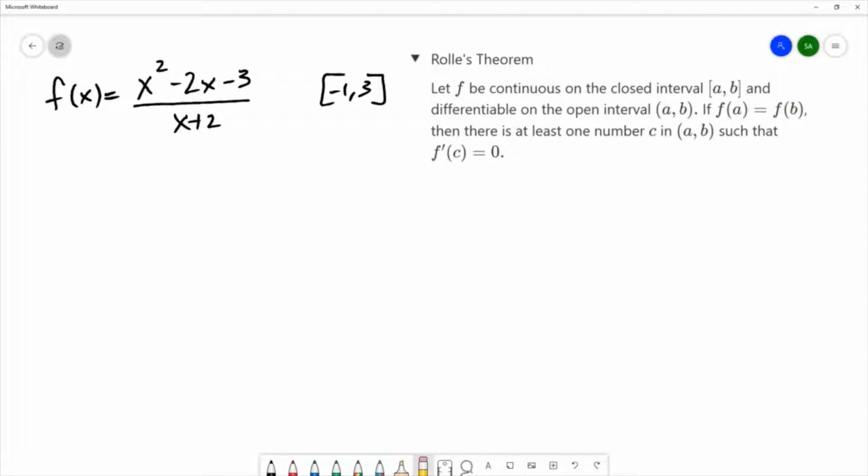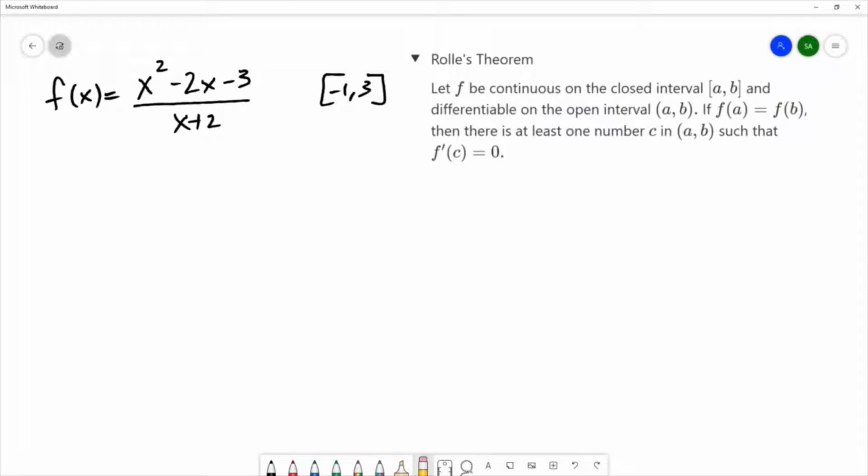The directions on this question say, determine whether Rolle's theorem can be applied to the function on the closed interval AB. If Rolle's theorem can be applied, find all values of C in the open interval AB such that f prime at C is equal to 0. If Rolle's theorem cannot be applied, explain why not.